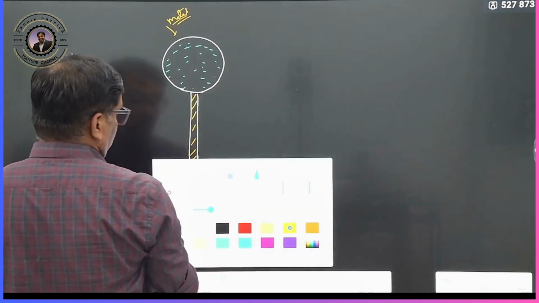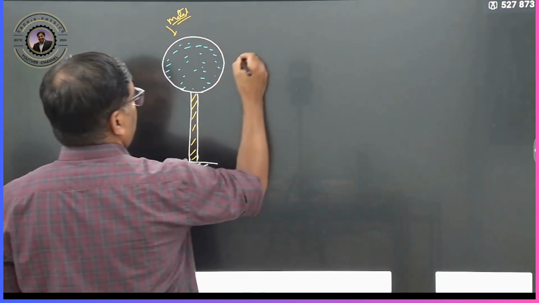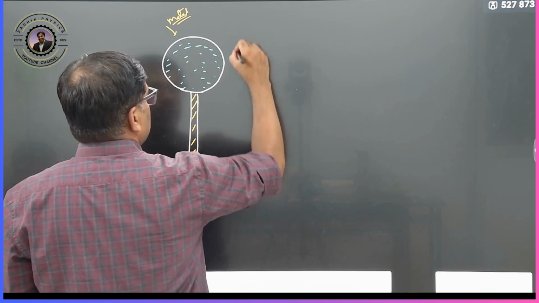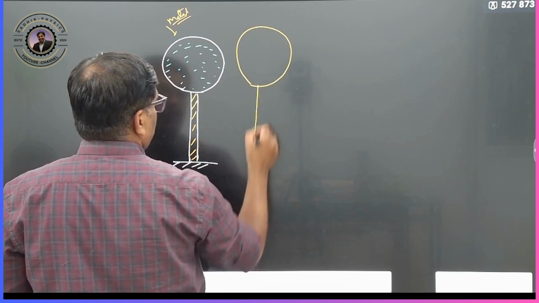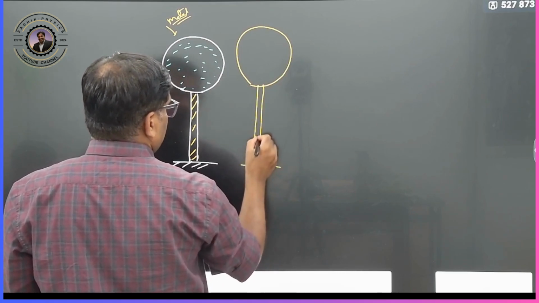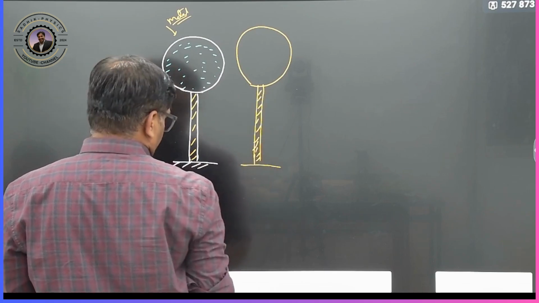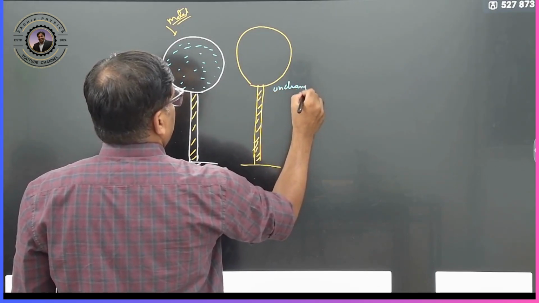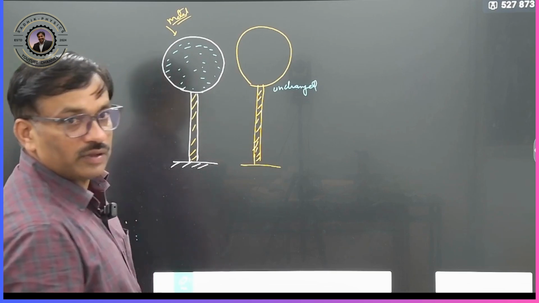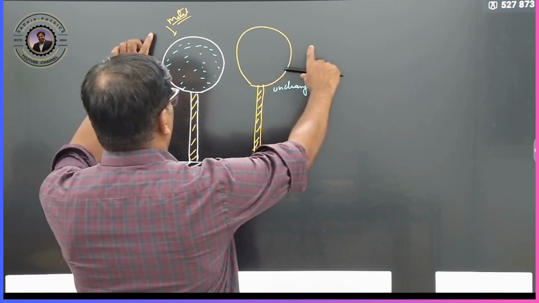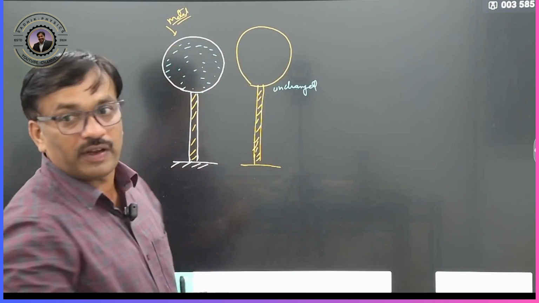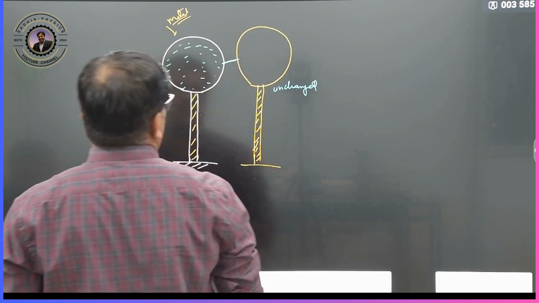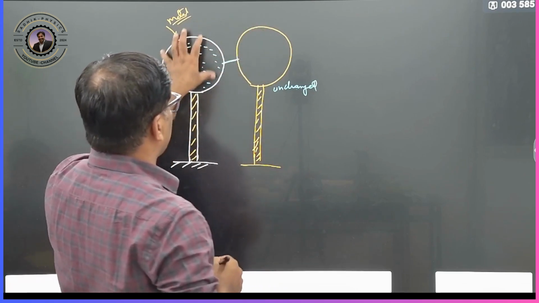Now we will take one more steel ball, an identical steel ball, also placed on an insulating stand. This one is uncharged. Now what we will do is bring these two into contact. When they are in contact, we are connecting them. So what will happen now? This one is uncharged, this one is charged.